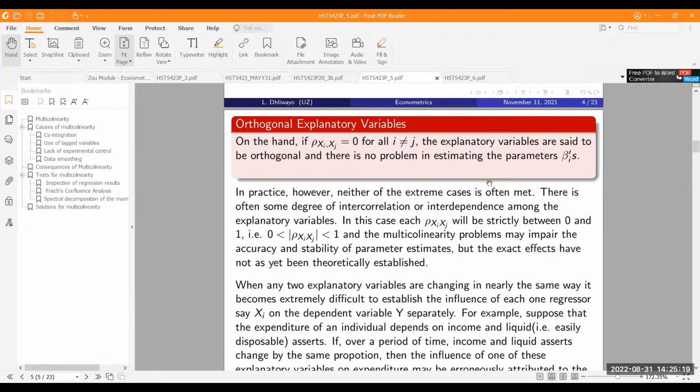Orthogonal explanatory variables. On the other hand, if rho xi xj is equal to zero for all i not equal to j, the explanatory variables are said to be orthogonal and there is no problem in estimating the parameters. In practice, however, neither of the extreme cases is often met. There is often some degree of intercorrelation or interdependence among the explanatory variables. In this case, the modulus of rho xi xj lies between 0 and 1, and the multicollinearity problem may impair the accuracy and stability of parameter estimates, but the exact effects have not yet been theoretically established.